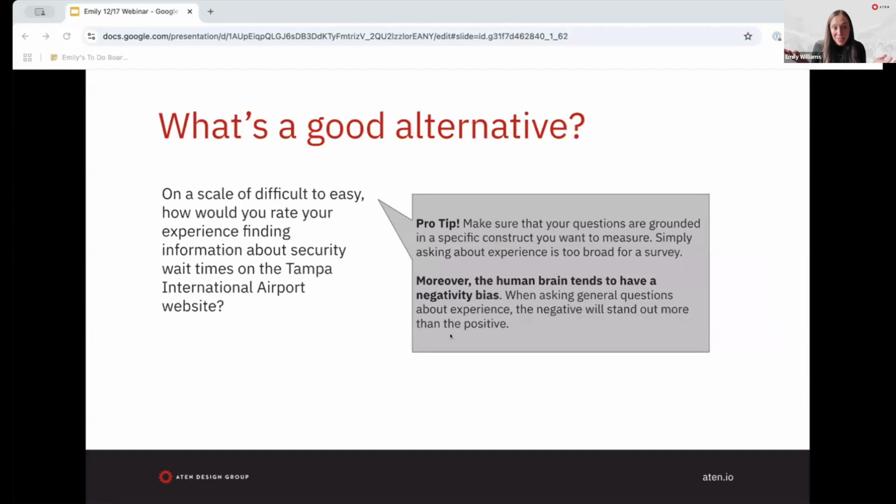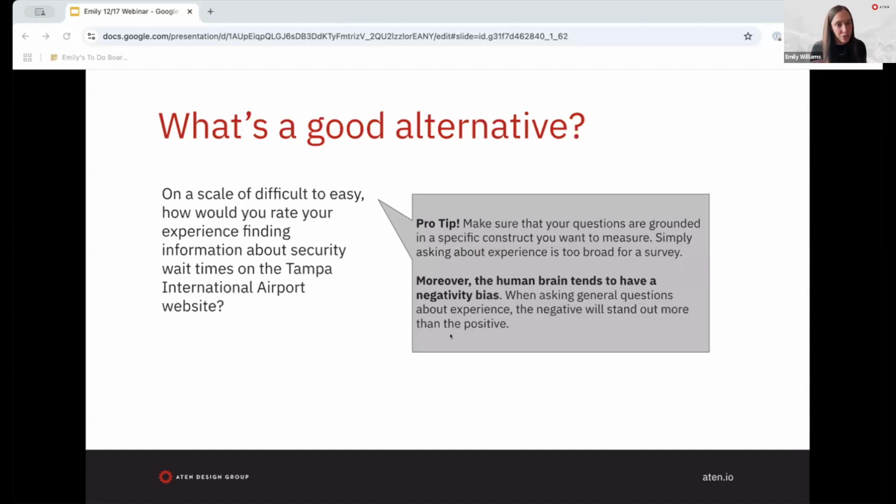So what is the good alternative? What if we said, on a scale of difficult to easy, how would you rate your experience finding information about security wait times on the Tampa International website? So again, what we've done here is we've given them a frame. We've given them a frame of reference. We've said, okay, we on the back end have decided most likely security wait times are really important. And we think that it's a problem that users can't find it. So I can ask that very specifically, very directly. I've given them a frame, a context to think about.